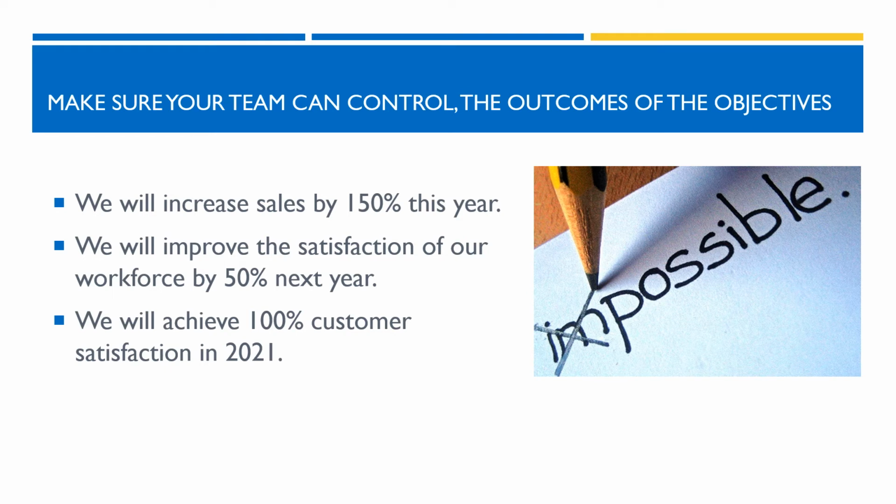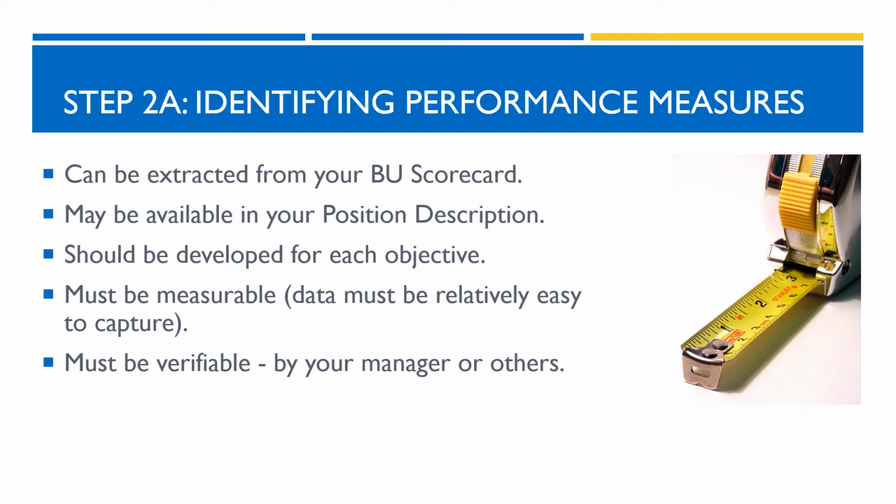In setting objectives for your performance plan, there is no point in developing objectives over which your team does not have control, or which are completely unrealistic. For example, we would increase sales by 150% this year. Or, we would improve the satisfaction of our workforce by 50% next year. Or even more impossible, we will achieve 100% customer satisfaction in 2021. The next step is to identify performance measures. Here are some pointers on locating performance measures.